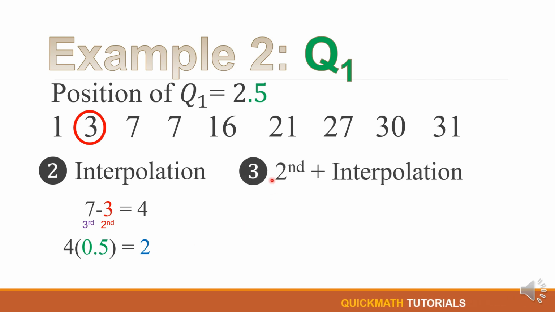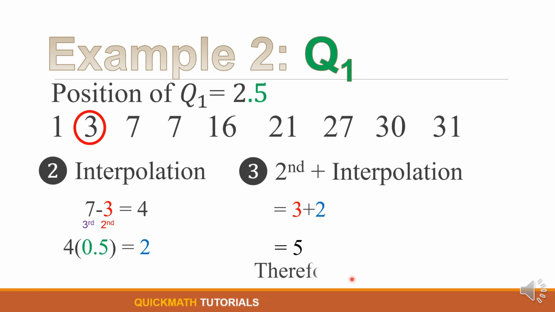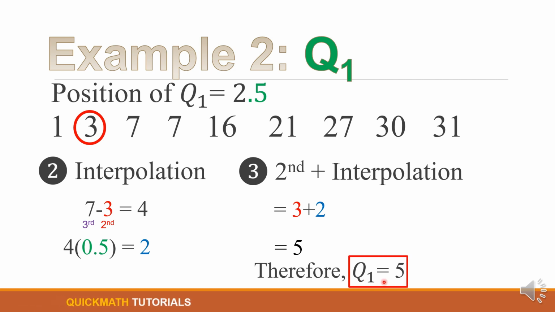And for our last step, we will add the second data, since this is the position, plus the answer in our interpolation. So our second data is 3 plus the answer in our interpolation, which is 2. So we have 3 plus 2, which is equal to 5. Therefore, our q sub 1 is equal to 5.